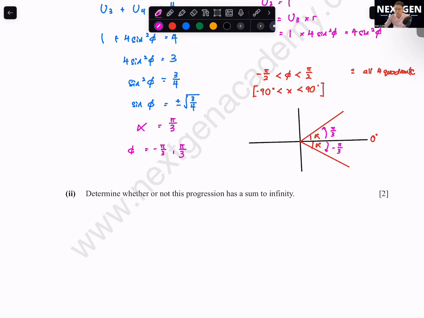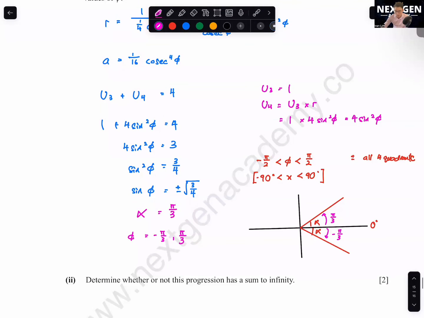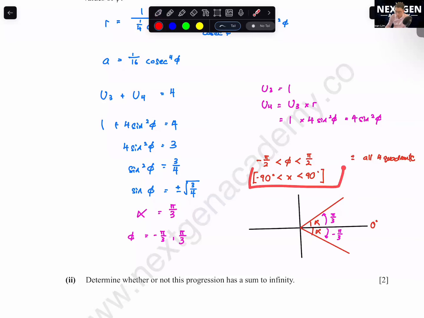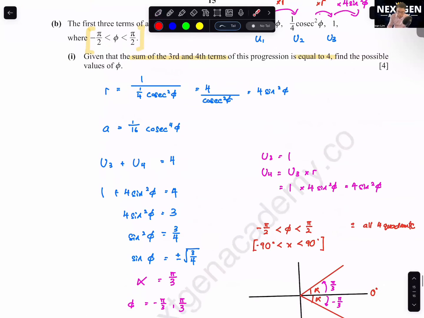How do you determine whether they got why ASTC like that? What do you mean why? Is that because of the range of values? You can take all 4 quadrants also. Okay, you can take all 4 quadrants. But then you look at the range that they give you.